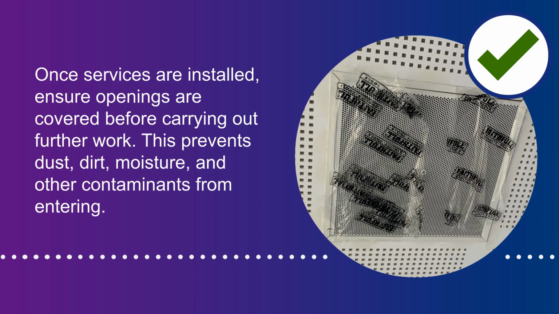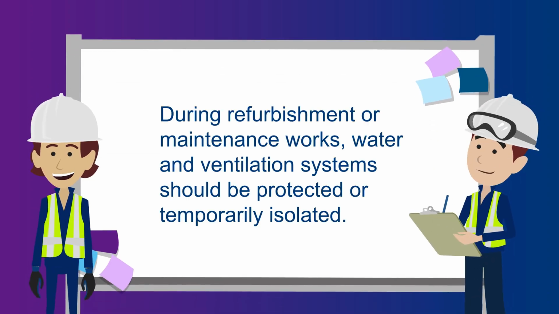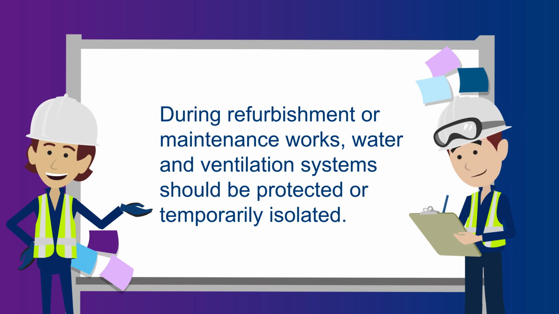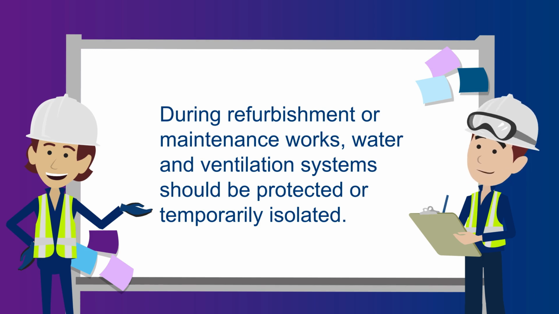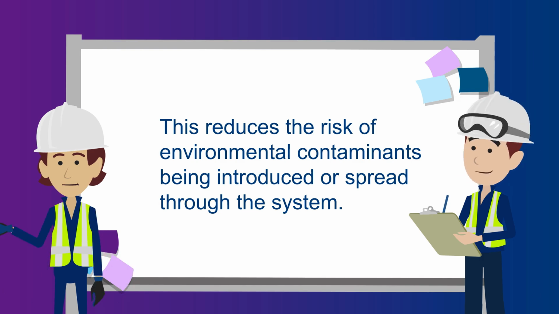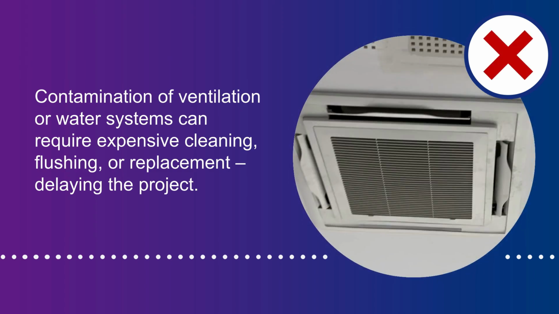This prevents dust, dirt, moisture and other contaminants from entering. Appropriate covers or seals should be used that are secure and durable for the work duration. During refurbishment or maintenance works, water and ventilation systems should be protected or temporarily isolated. This reduces the risk of environmental contaminants being introduced or spread through the system. Contamination of ventilation or water systems can require expensive cleaning, flushing, or replacement, delaying the project.